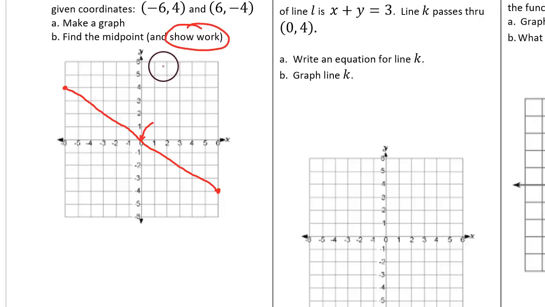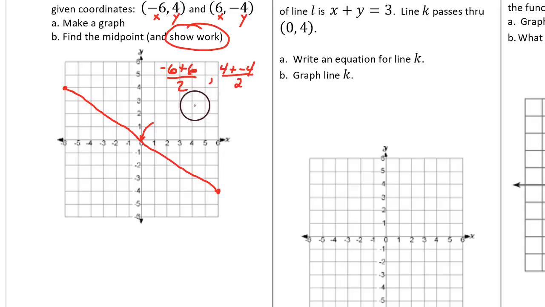So to find the middle of the x coordinates, you add them together and divide by 2. You're taking that number here and that number here, adding them together and dividing by 2. So negative 6 plus 6 divided by 2. Then we're going to add the y coordinates together and divide by 2. So that number is a y coordinate and that number is a y coordinate. Add those together and divide by 2.